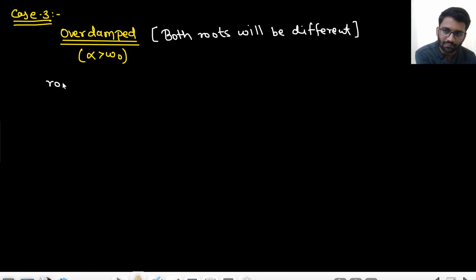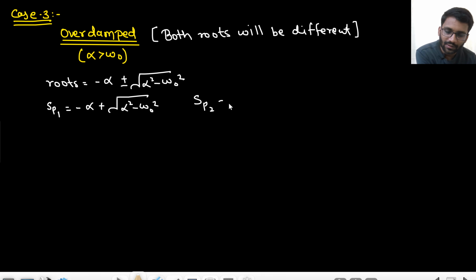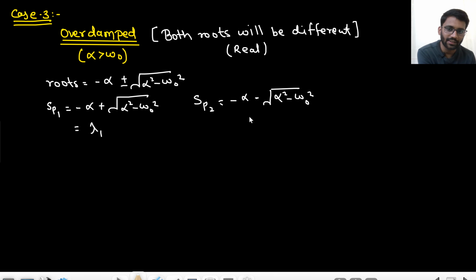So what are the roots? Minus alpha plus or minus the square root of alpha square minus omega naught square. So the roots will be different. My s1 would be minus alpha plus the square root of alpha square minus omega naught square, and my s2 would be minus alpha minus the square root of alpha square minus omega naught square. So these will be two real and different values. Since this is a longer expression, I am calling this one alpha 1 and this one alpha 2.